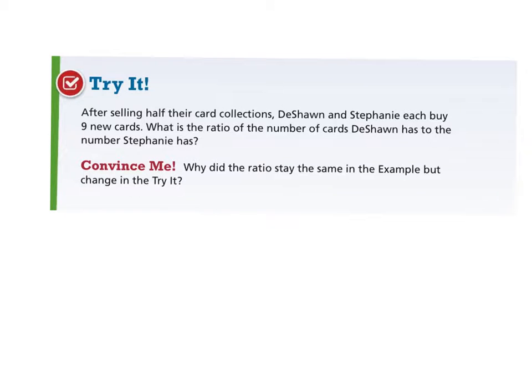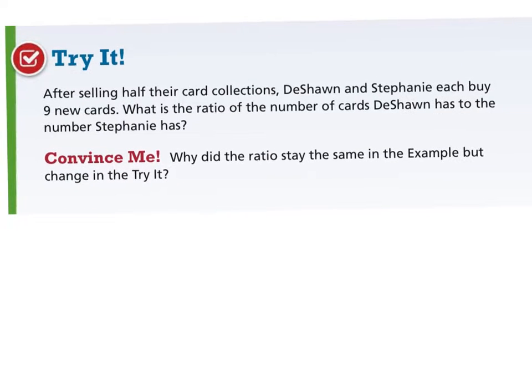So the Try It is a continuation of this problem. After selling half their card collections, Deshawn and Stephanie each buy 9 new cards. What is the ratio of the number of cards Deshawn has to the number Stephanie has? Alright, so after selling half, Deshawn has 45 cards, and Stephanie has 18 cards.